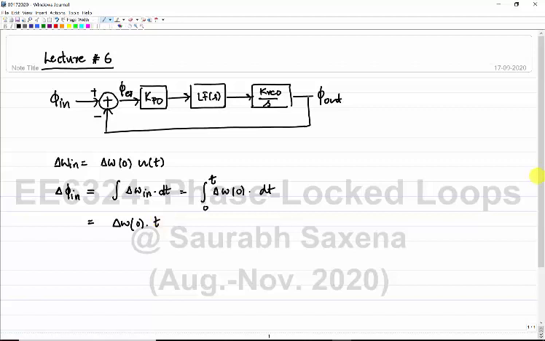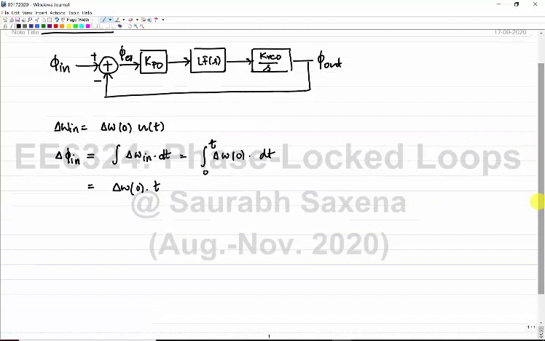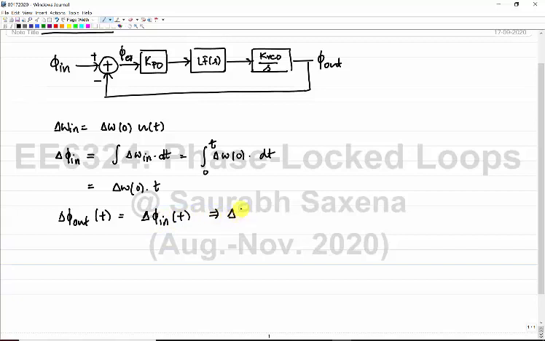Yeah. So now if input phase changes like this, what is the value of input phase at t tends to infinity? It is going to be infinity, right? So if your output phase tracks input phase after some time, let us say, then phi out of t is going to be equal to delta phi in of t. If that happens, then I think you will have no problem in telling that the phase error or the change in the phase error is going to be 0. Am I correct? No. Does this solve your doubt? Or what you are thinking? Tell me.